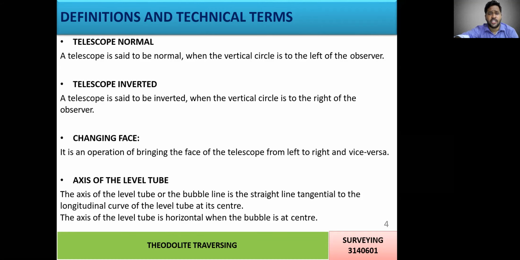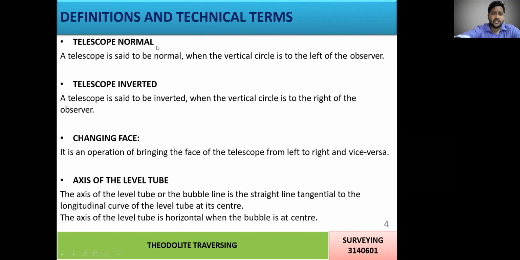Telescope normal: the telescope is said to be normal when the vertical circle is to the left of the observer. Telescope inverted: the telescope is inverted when the vertical circle is to the right of the observer. Changing face: the operation of bringing the face of the telescope from right to left and vice versa is called changing face. Axis of level tube: the axis of the level tube or bubble line is the straight line tangential to the longitudinal curve of the level tube at its center. The axis of the level tube is horizontal when the bubble is at the center.